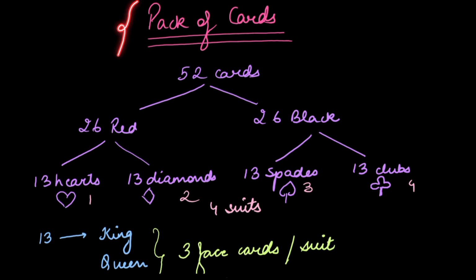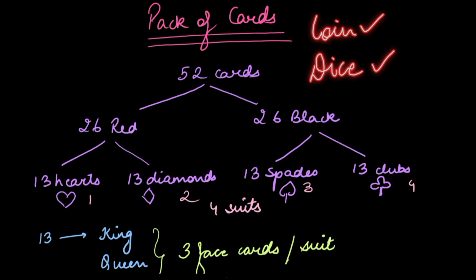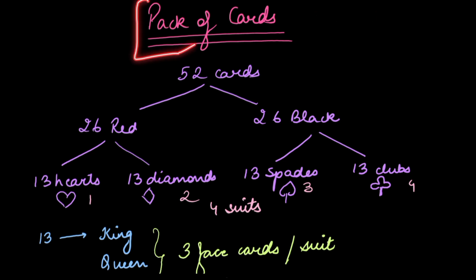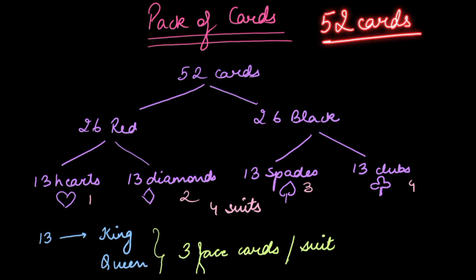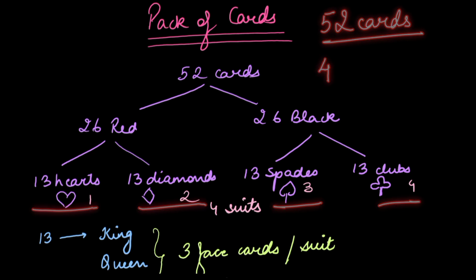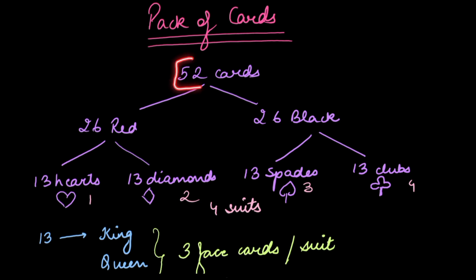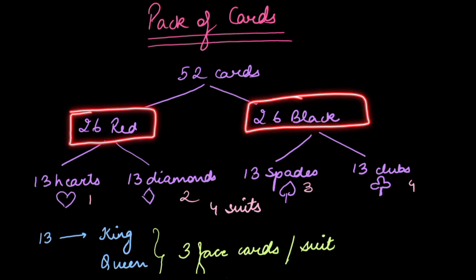Now, pack of cards. We have seen the questions based on the coin and dice. Now we will see pack of cards. We all know a single pack of cards has 52 cards. In total there are 52 cards and there are 4 suits. What does it mean? In these 52 cards, you will see that 50% are red and 50% are black. That is, there are 26 red cards and 26 black cards.